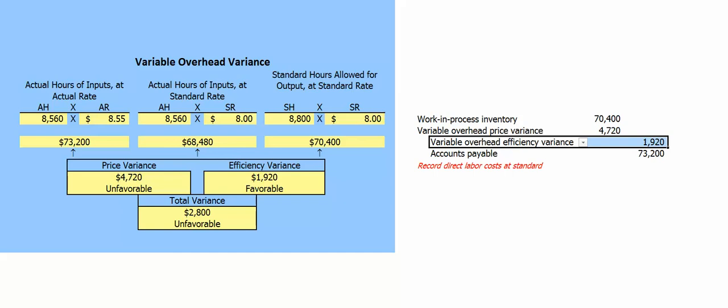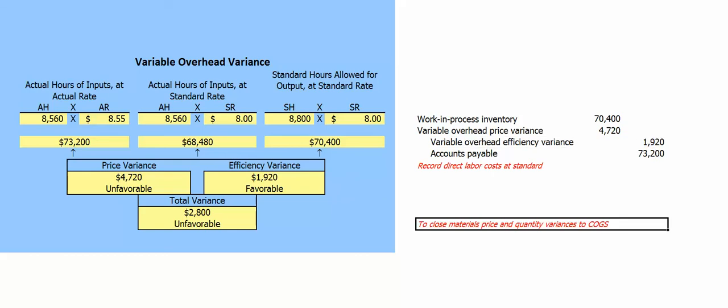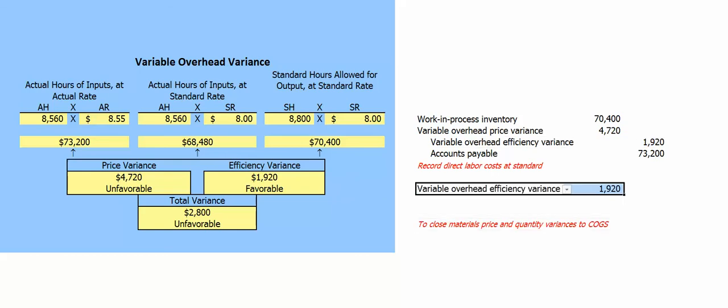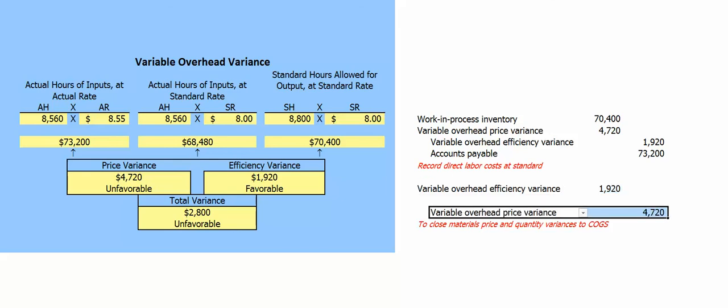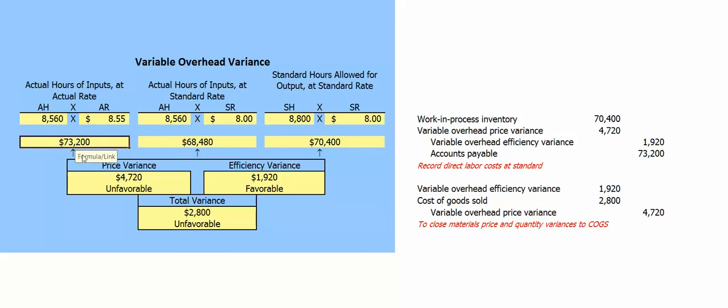And again, just like with the other variances, we'll close our variances out at the end of the period to cost of goods sold. And so we start by zeroing out our efficiency variance, $1,920. We zero out our price variance, $4,720, and the difference will go to cost of goods sold. Notice this time it's a debit to cost of goods sold for $2,800 because the amount that we incurred for actual overhead, $73,200, was higher than the amount we applied using our standard costs.